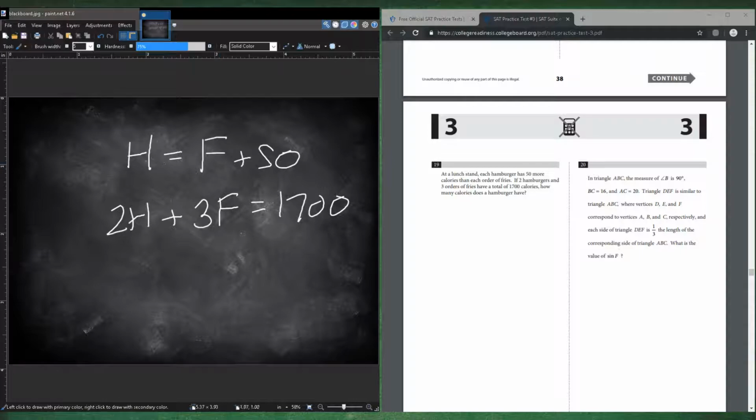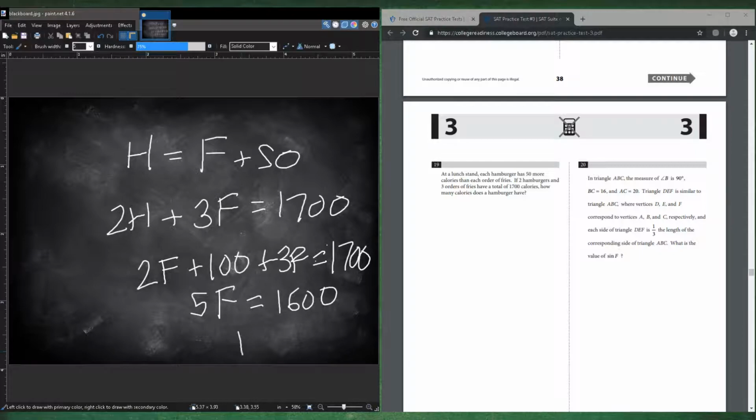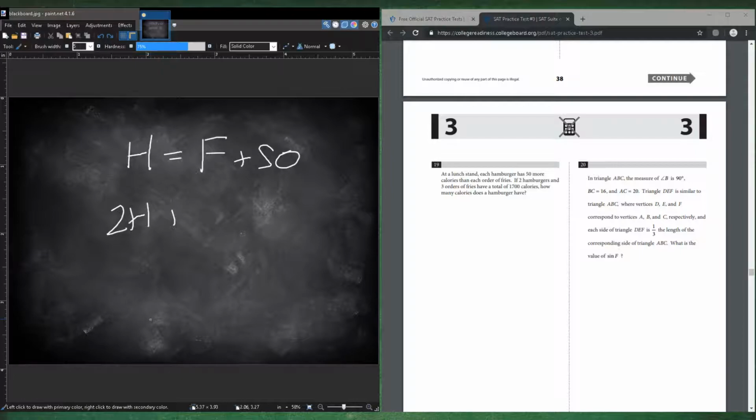So plug in for H, F plus 50, so that's 2F plus 100 plus 3F is equal to 1,700. So that would be 5F is equal to 1,600. So F is equal to 320. So a fries is 320 calories. So a hamburger is just 50 more than that. So the answer is 370. Pretty basic question, just developing your own equation based on the literal words here.